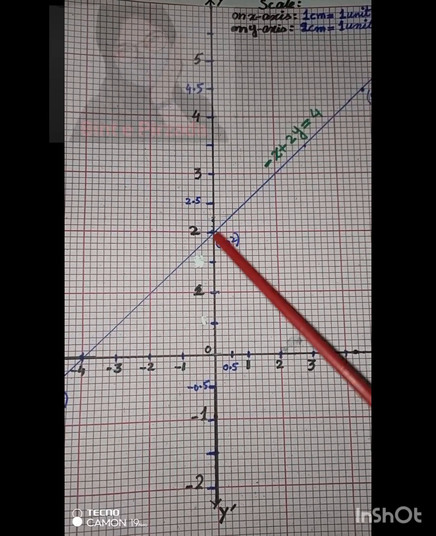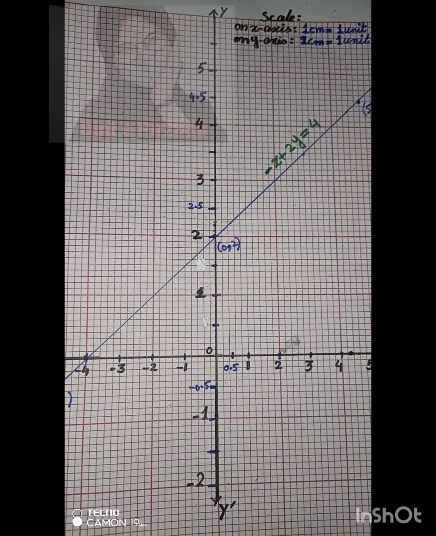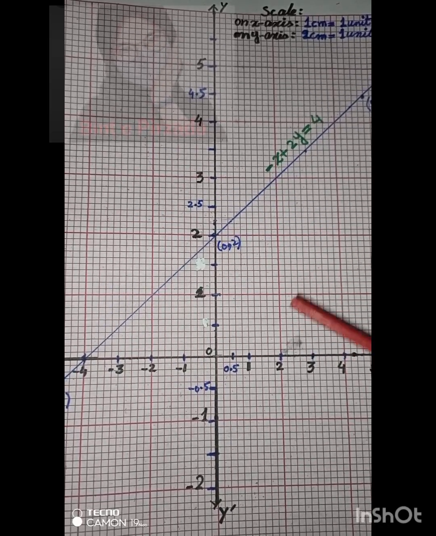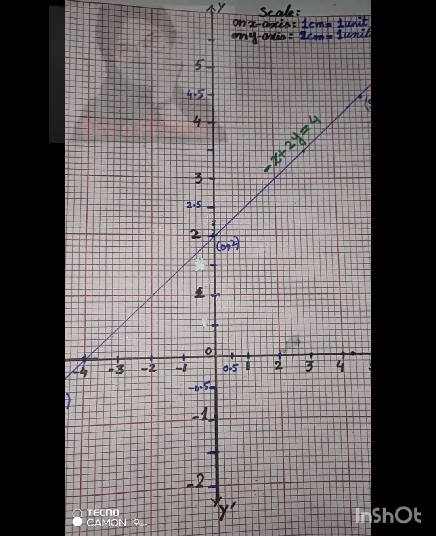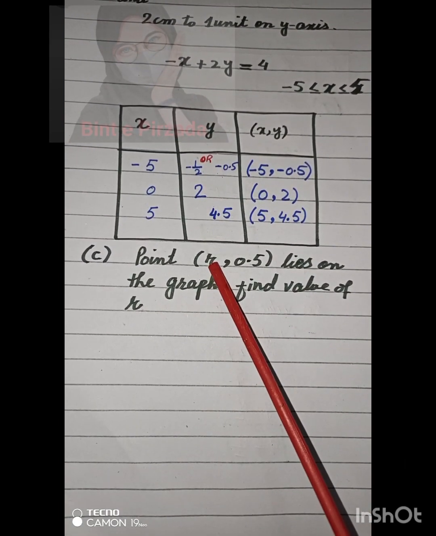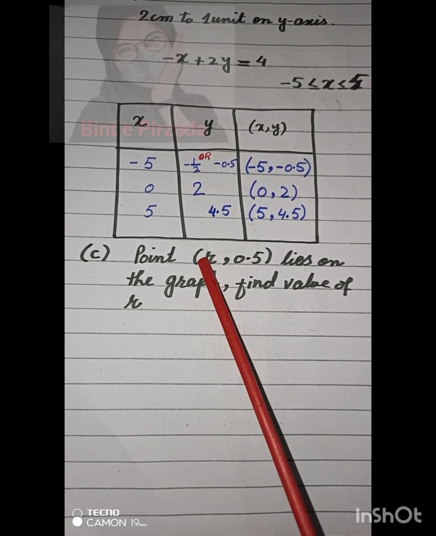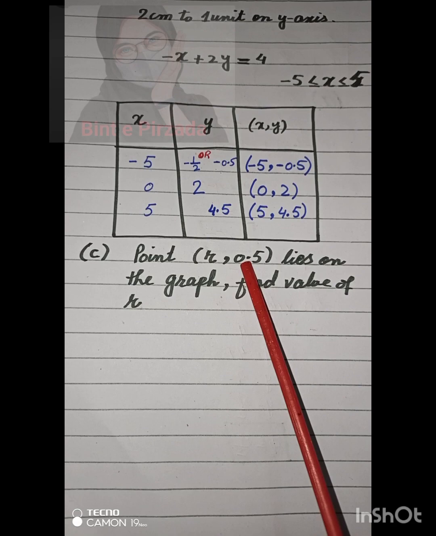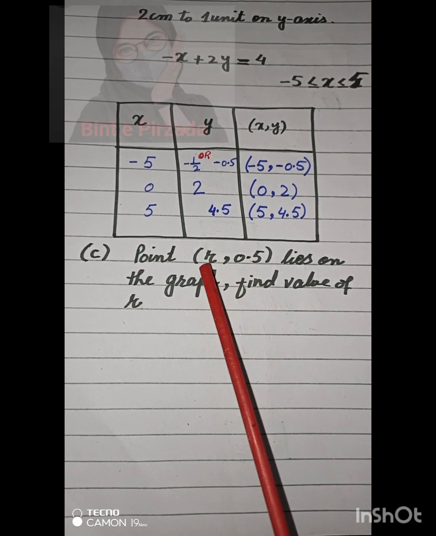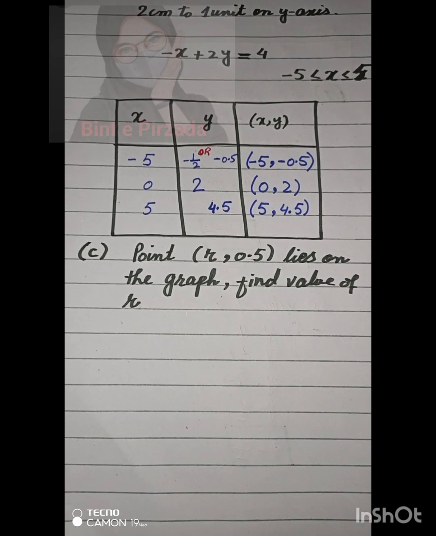Students, this line has many solutions. Like these three ordered pairs are also solutions of this line. We can also use this line to find other solutions. Now they are saying find the value of r, where r means x coordinate and y coordinate is 0.5. It means if the value of y is 0.5, then what will be the value of r? And here r is representing the x coordinate.